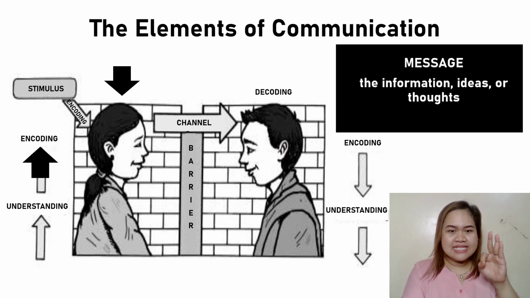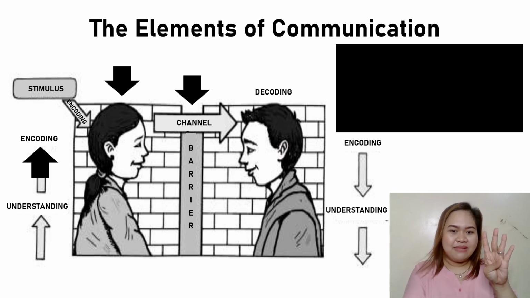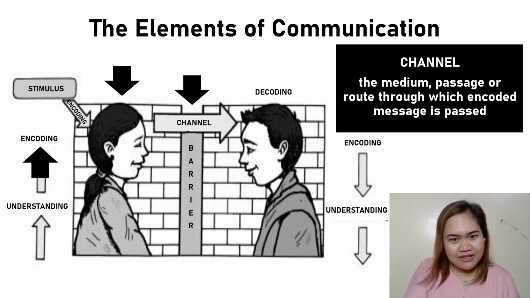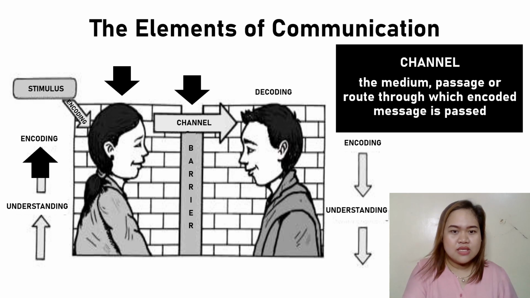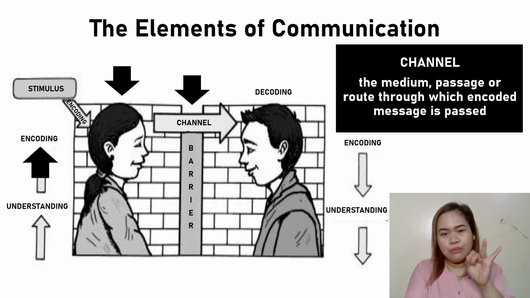The third element is the message. It is the information, ideas, thoughts, or even feelings that the sender wants to communicate. The fourth element is the channel. The channel is the medium, passage, or route through which the encoded message is passed. This message is passed by the sender to the receiver. What are examples of channels? We have face-to-face, like what they are doing right now, mobile, electronic, written, or even broadcast.